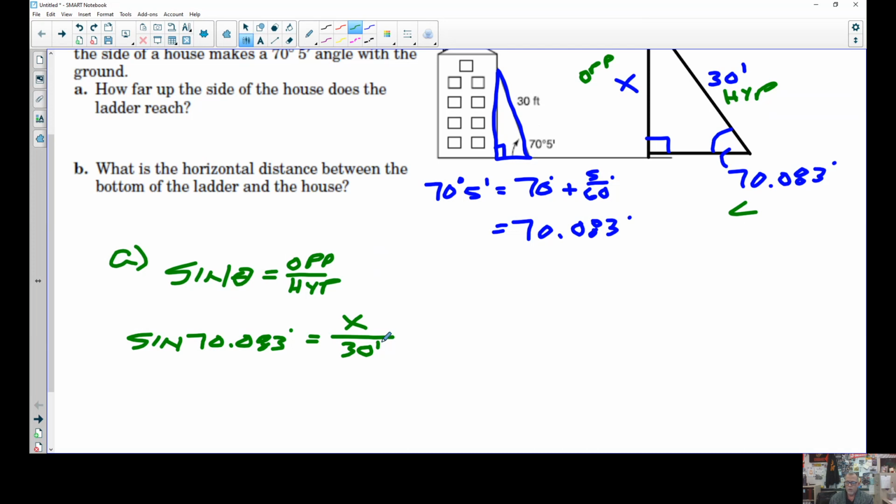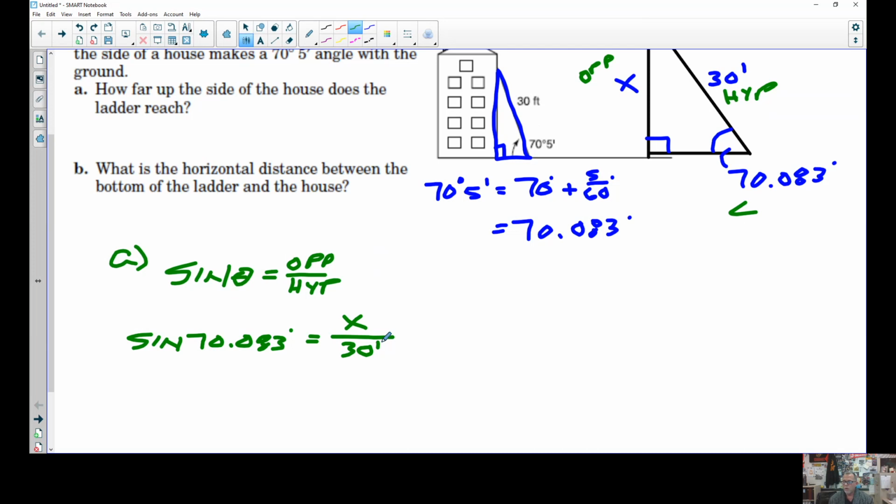Always, always, always check your mode when you go into your calculator to do a sine, cosine, tangent, anything of these trig functions. If you're going into your calculator to use it, always check your mode and make sure that you are in the appropriate one. In this case, degrees, right? If we're doing radians, we'd use radians. Right now we're using degrees.